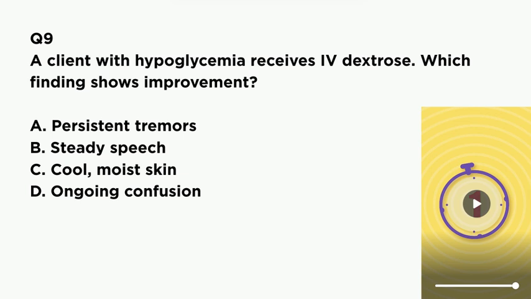Clear, steady speech signals improved glucose delivery to the brain. Letter A is incorrect because tremor can persist in low glucose states and indicate limited improvement. C is incorrect because cool, moist skin reflects adrenergic activity and may continue during hypoglycemia. And letter D is also incorrect because confusion indicates continued low glucose effect.